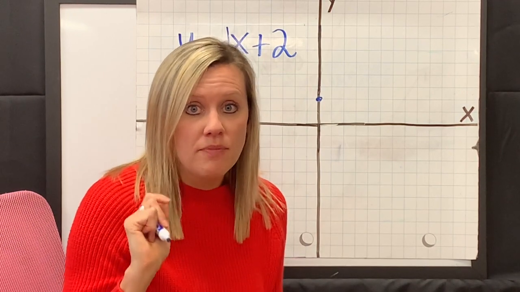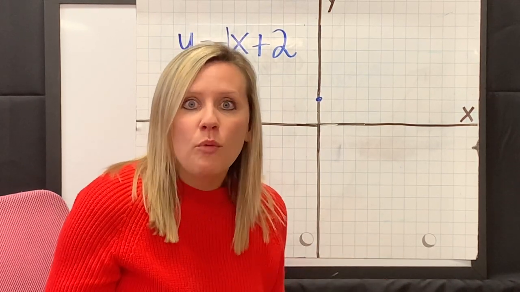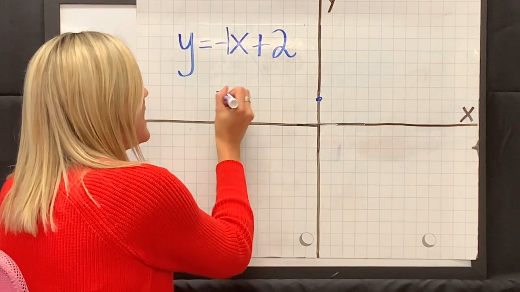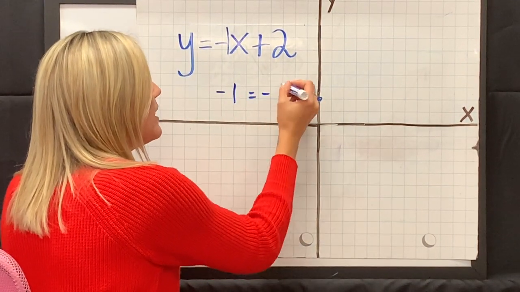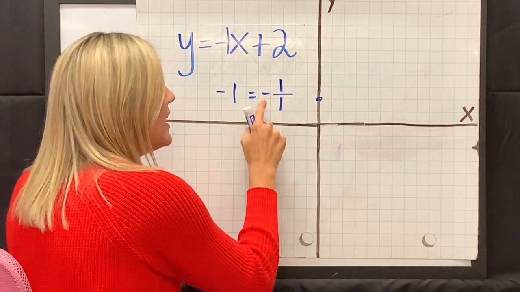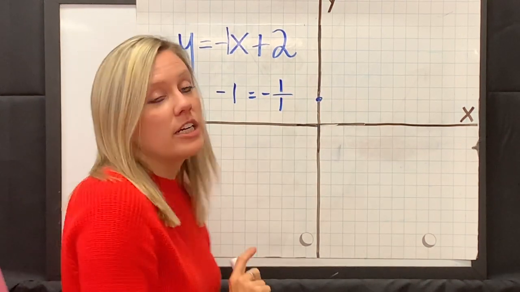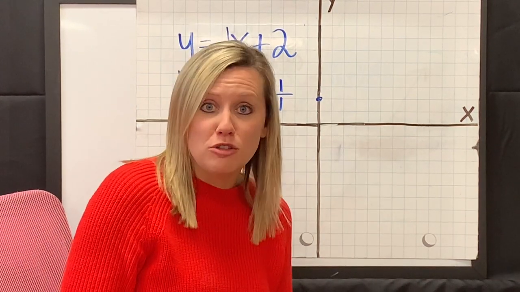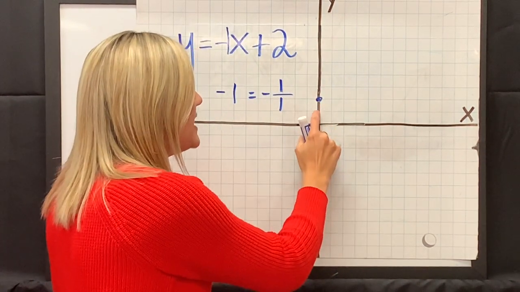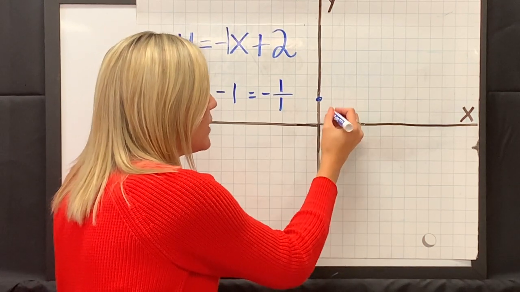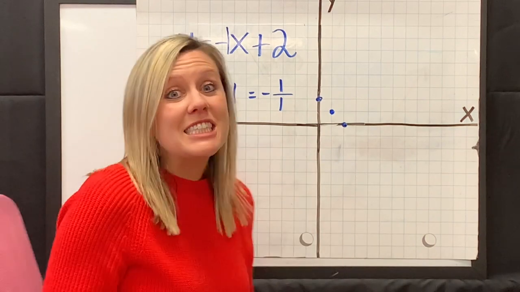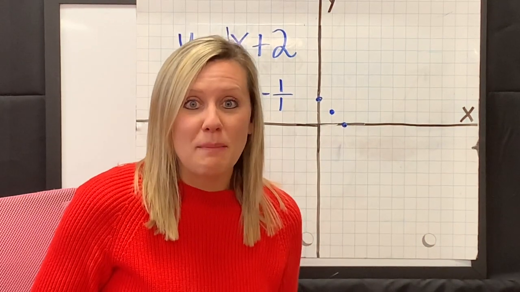Okay, now I'm going to think, how would I write -1 like a fraction? Well, -1 is equal to -1 over 1. And this negative sign right here is going to tell me I'm going to go down to the right instead of up to the right. Okay, so I'm going to go down 1 over 1, put a point. Down 1 over 1, put a point. Now that I have at least 3 points, I know where to make my line.